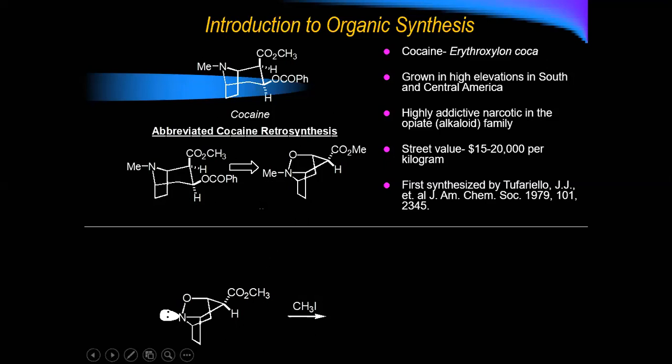This has been synthesized in the lab before. It was synthesized by Tuffarello, 1979. One of the things about doing lab work on drugs like cocaine, like morphine, heroin, methamphetamines, anything like that, you have to have approval through your university. You're not doing this in your garage when you go to prison. You got to have approval through your university by the DEA.